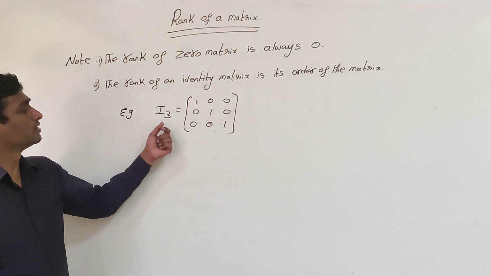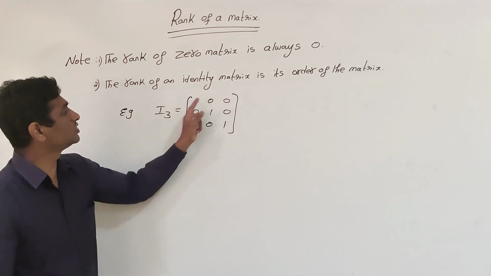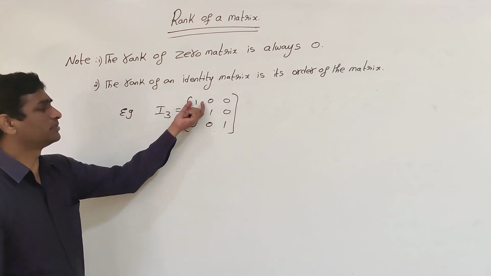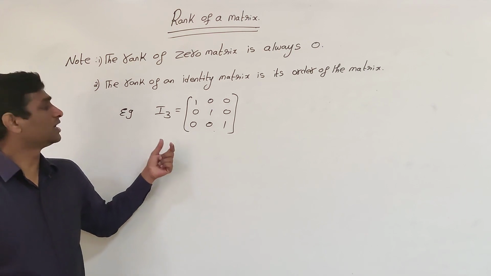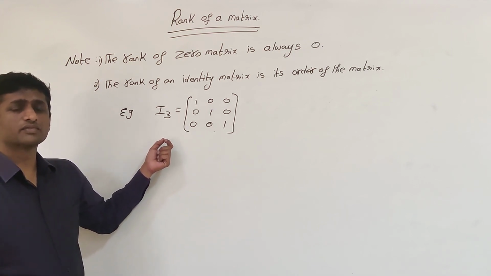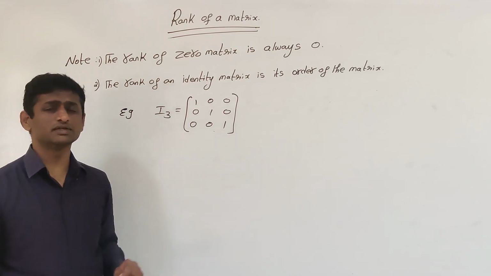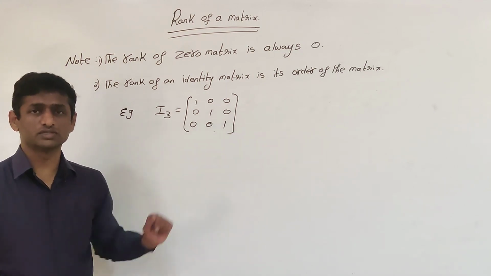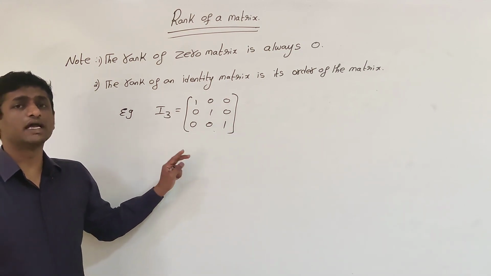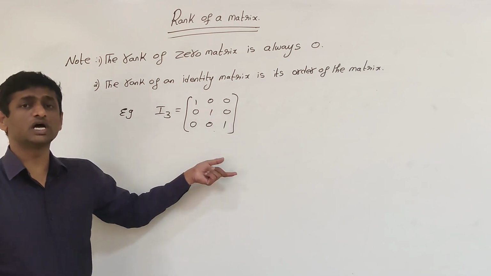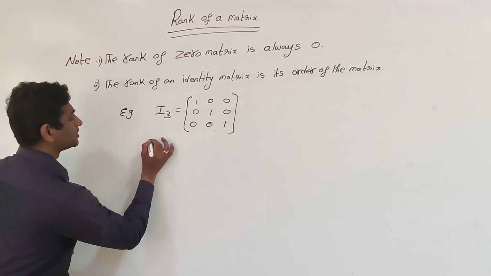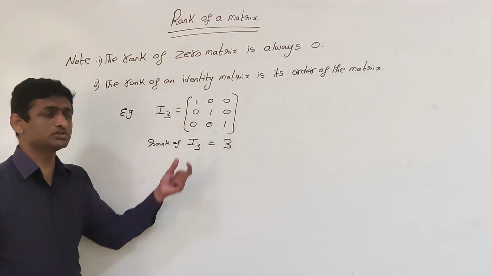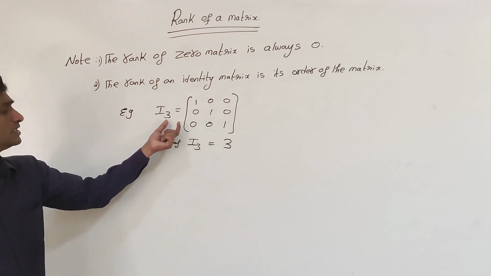And order 2, 1 0 0 1, again the determinant will be 1, which is non-singular. Again order 1, for example 1, is non-singular. So the square submatrices of order 1 are non-singular, those of order 2 are also non-singular, and order 3 is also non-singular. So the rank is based on the maximum of the orders which are non-singular. Then the rank of I3 is 3 because the maximum order 3 is non-singular.